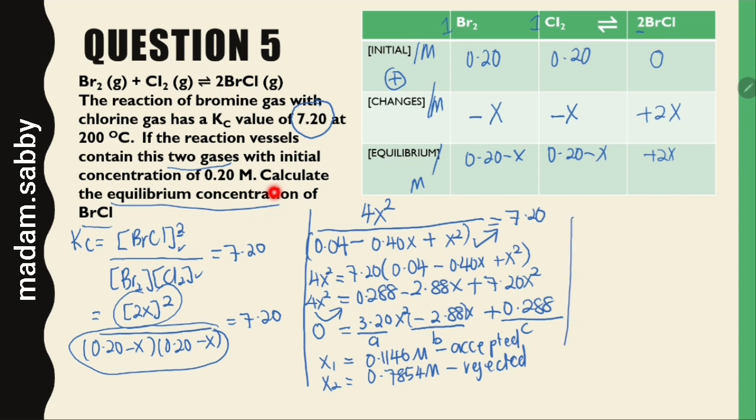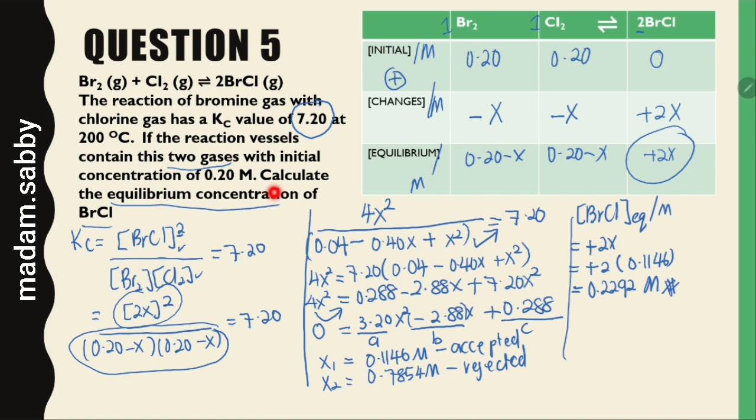You were asked to calculate equilibrium concentration of BrCl, which is positive 2x. So BrCl equilibrium in molar equals positive 2x, equals positive 2 times 0.1146, and you will get your BrCl concentration at equilibrium is equivalent to 0.2292. This one is concentration, so it has the unit of molar. So never forget your unit.